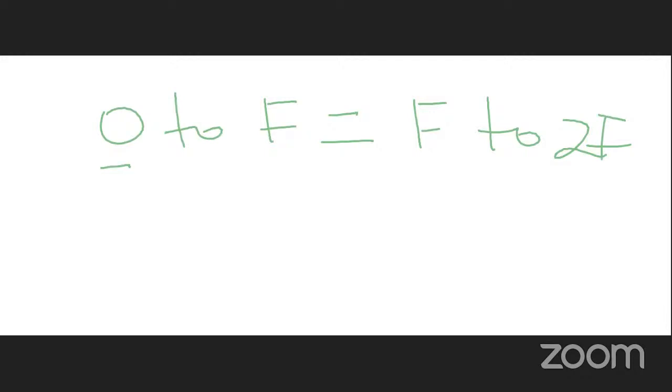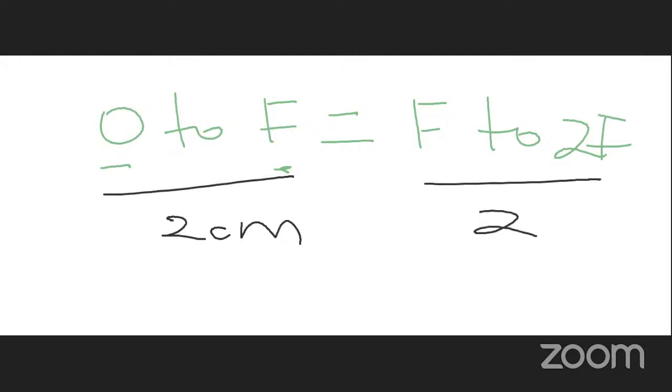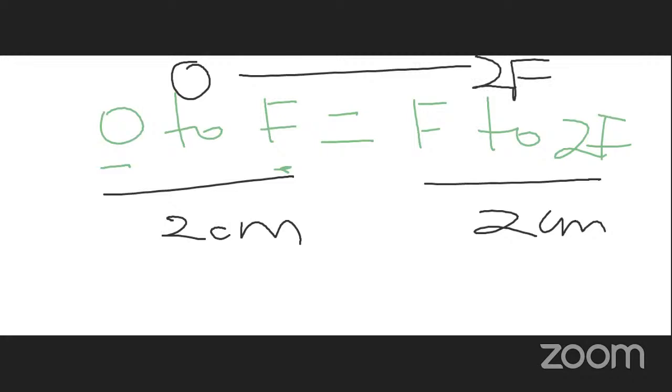O is the optical center, F is the principal focus. If the distance O to F, maybe if this distance is 2 centimeters, that distance must also be what? 2 centimeters. Is that okay? At the end of it all, the distance from O to twice F will be 4 centimeters.